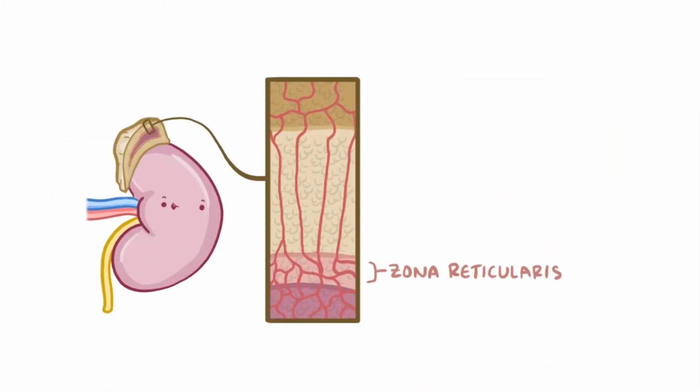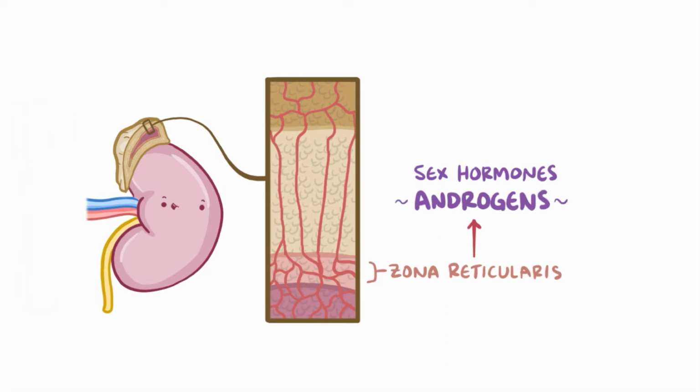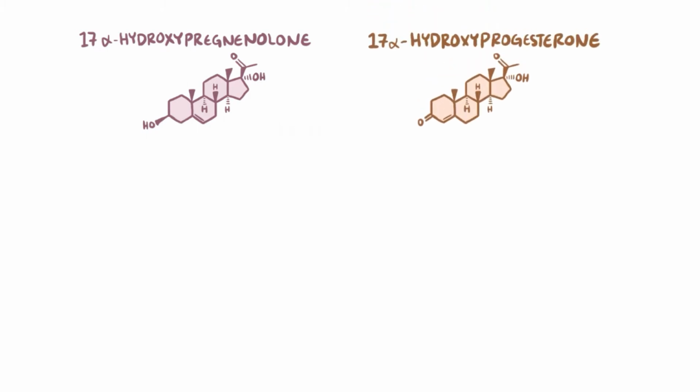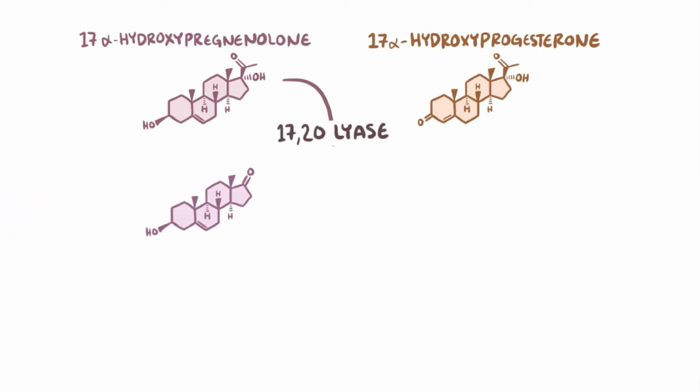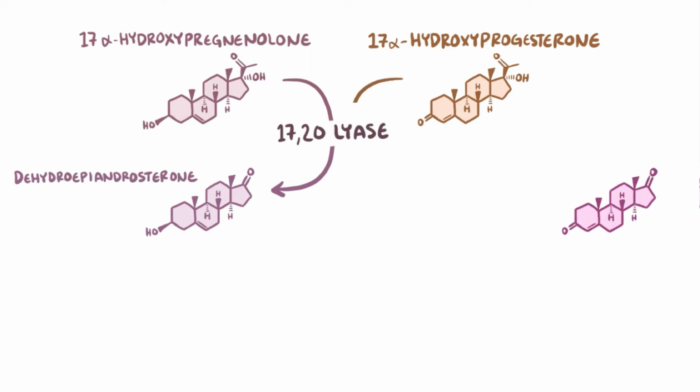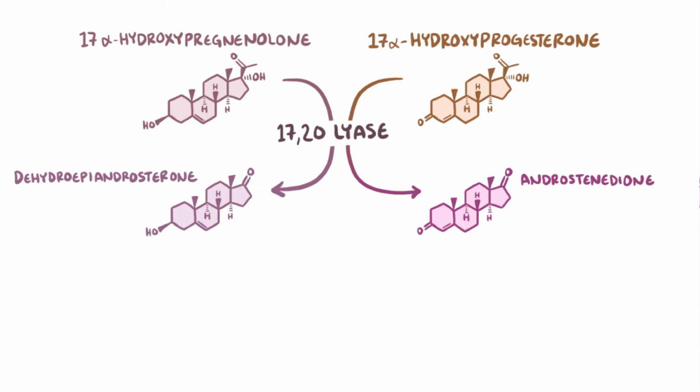Finally, there's the innermost layer of the adrenal cortex, which is the zona reticularis. And cells there make a group of sex hormones called androgens. This process starts when 17-hydroxypregnenolone and 17-hydroxyprogesterone from the zona fasciculata move into the zona reticularis. The enzyme 17-20-lyase turns 17-hydroxypregnenolone into dehydroepiandrosterone and turns 17-hydroxyprogesterone into androstenedione.